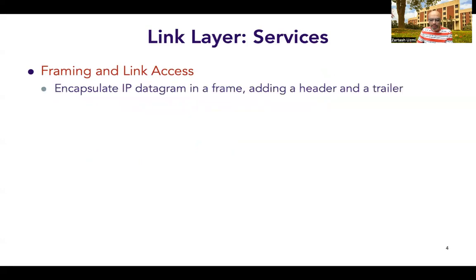Okay, what are the services provided by the link layer? First of all, it needs to provide the link access and framing. It must encapsulate the IP datagram. Remember, the network layer, which is above the data link layer, will make the IP datagram, and inside the IP datagram, obviously there would be a TCP or UDP segment. So IP datagram needs to be transferred to the other end of the world, to some destination machine.